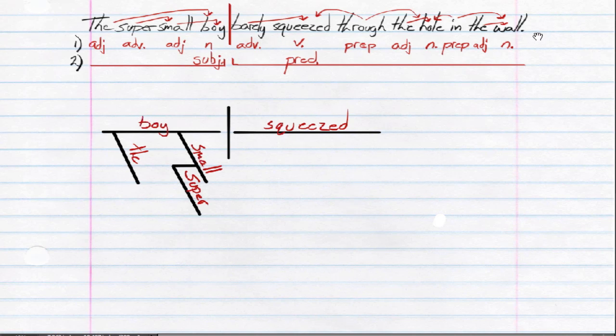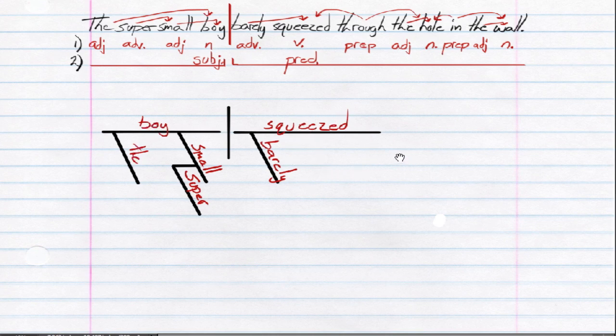Now I have many more words over here, so this is going to look a little bit more complicated when we're all done, but it's the same process. In the predicate, there is only one single word that is modifying squeezed. There are several words that work together as a group to modify, but there's only one that works alone, and that is going to be barely. So barely comes beneath squeezed because it's an adverb modifying a verb. The comes beneath boy because it's an adjective modifying a noun.